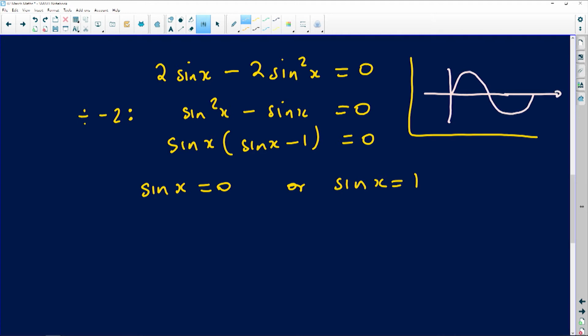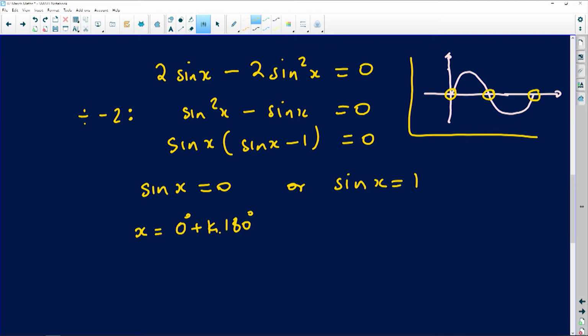So we want to know, where is this graph of sine x equal to 0? You will notice that the graph of sine x is 0 at 0 degrees, at 180 degrees, and also at 360 degrees. In fact, every 180 degrees this graph is going to be 0. So for the first part, I'm going to simply say x equals 0 degrees plus k times 180 degrees, because it's going to come back to that 0 every time after 180 degrees.